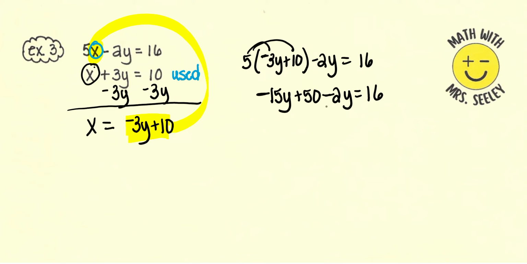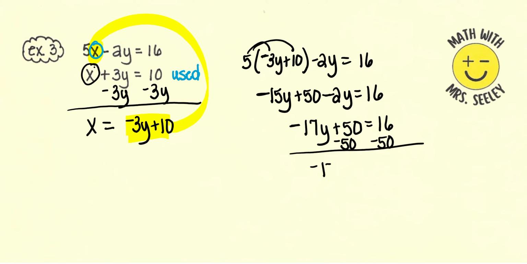-15y and -2y is -17y plus 50 is equal to 16. Subtract your 50 over. So -17y is equal to -34. Divide -34 divided by -17 is positive 2.